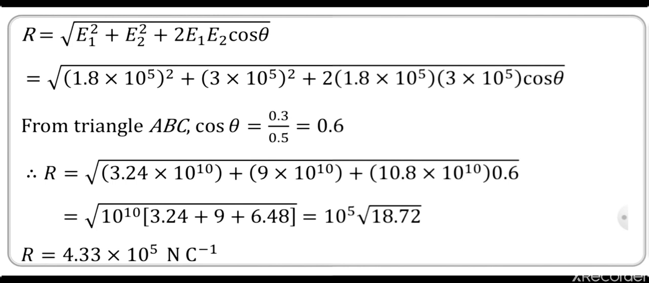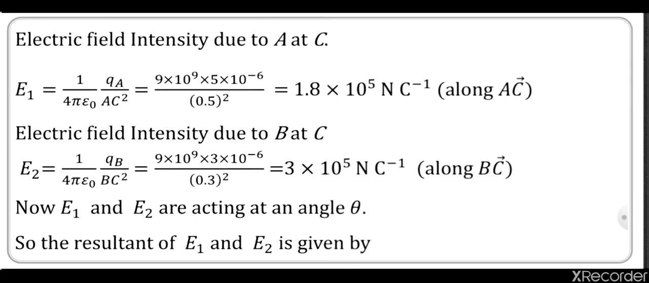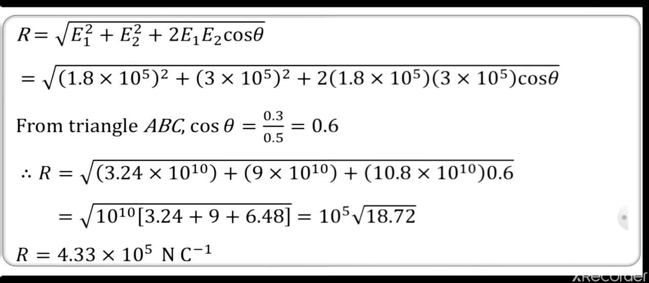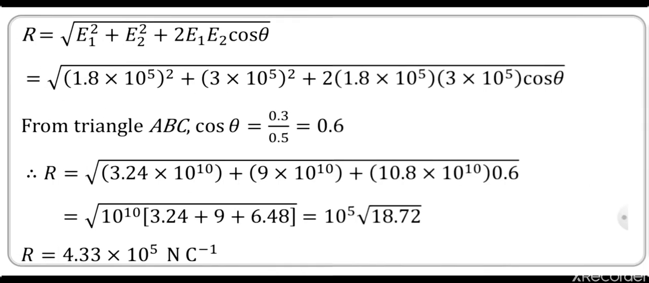Substitute the values and cos theta. So we have to find the cos theta value. We can get it directly from the triangle that is given, no need to worry about theta. Observe here, cos theta is adjacent by the hypotenuse. Adjacent is 0.3 meter, hypotenuse is 0.5 meter. So take cos theta as 0.3 by 0.5, which is 0.6.